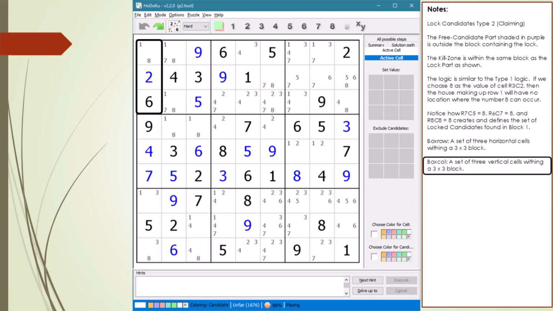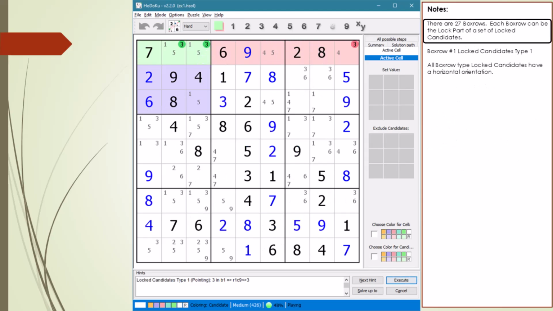The second new term is box call. A box call is a set of 3 vertical cells within a 3x3 block. Box call number 1 is currently highlighted. Here is box call number 2, and here is box call number 3. Each 3x3 block has 3 box calls. Because there are 9 blocks, there are a total of 27 box calls.